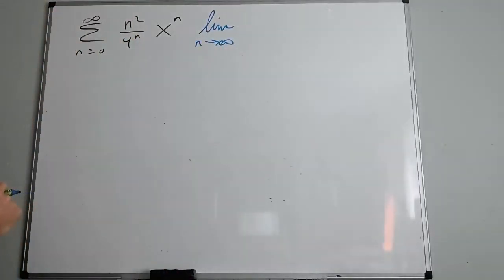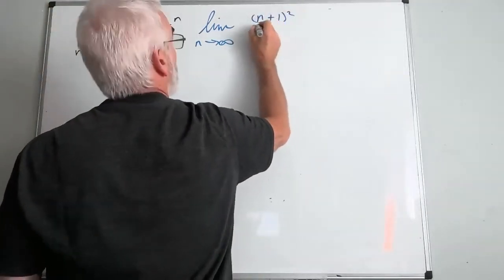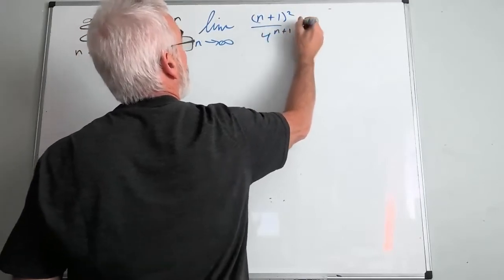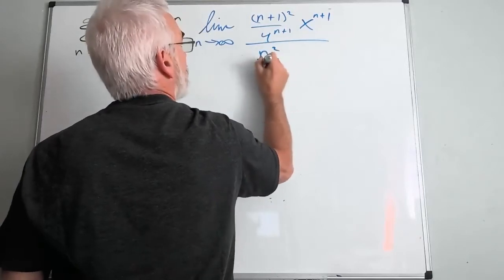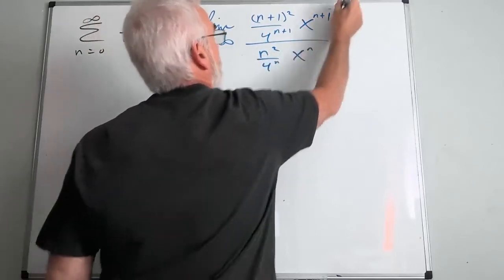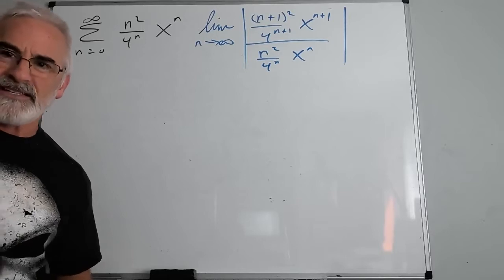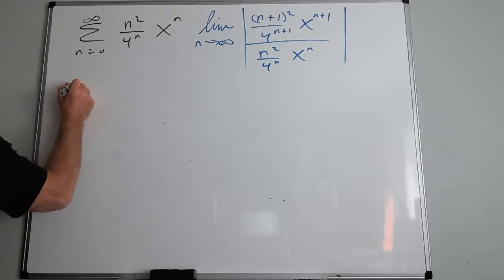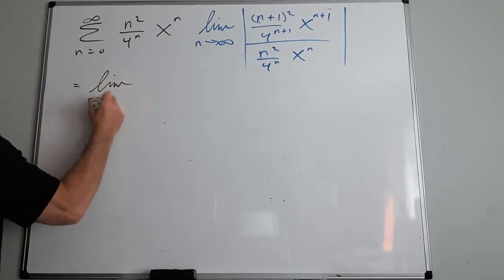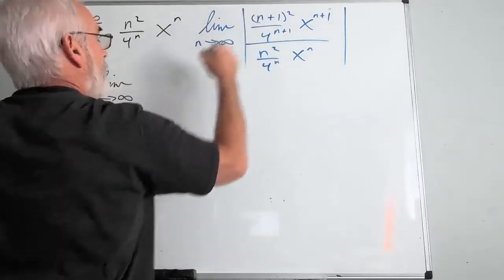All right, so the n plus first term. I'm going to have n plus 1 squared over 4 to the n plus 1, x to the n plus 1, over n squared over 4 to the n, x to the n, all in absolute value. If I do this right, this should simplify and be really, really simple. There's just nothing that should be complicated. Okay. So I'm going to have the n plus 1 squared over n squared.